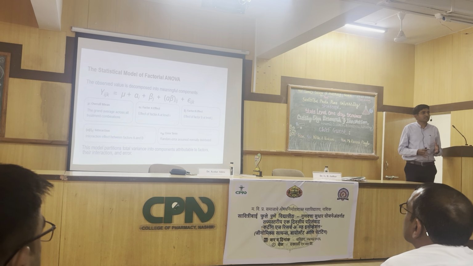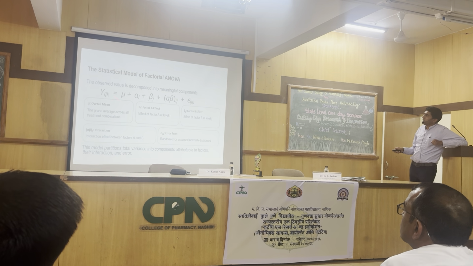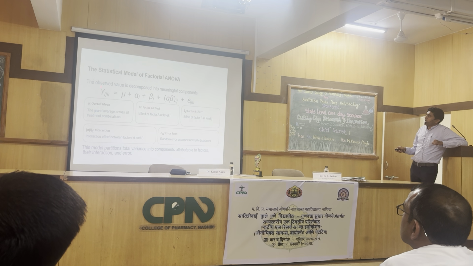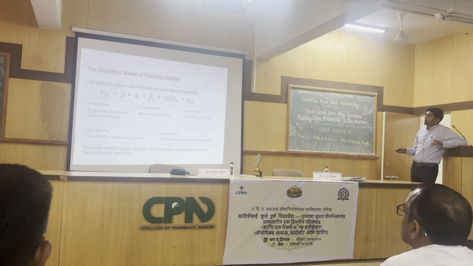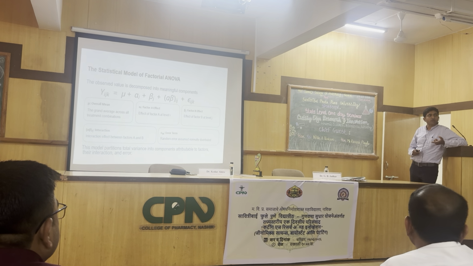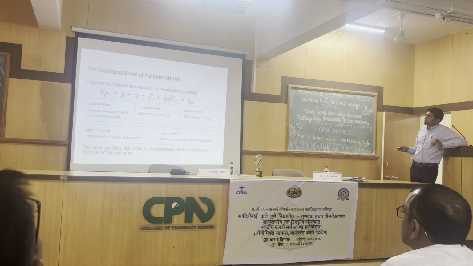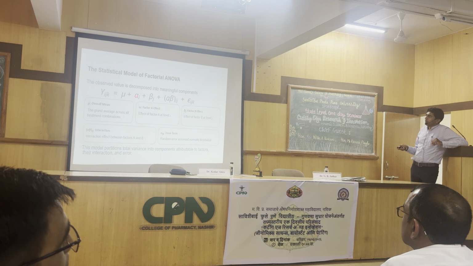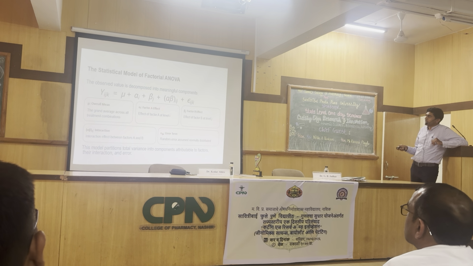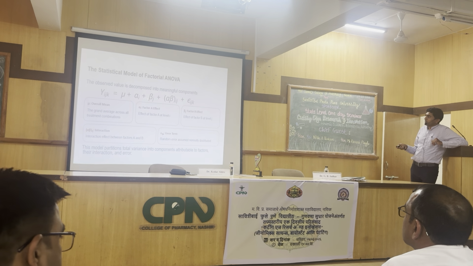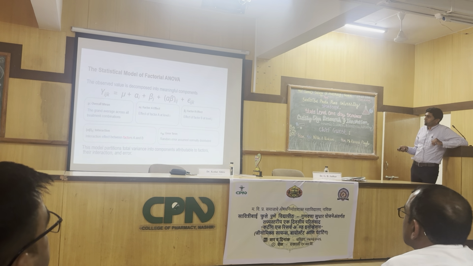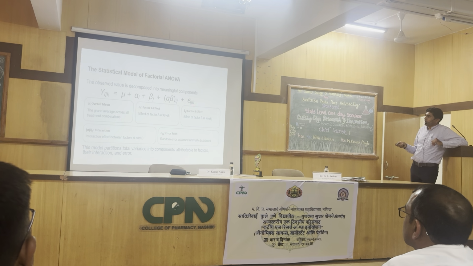To get this data, we have a statistical model for factorial ANOVA, in which the observed value is decomposed into meaningful components. This Y is the output variable, or response variable, or dependent variable. So what does the value of this output variable depend on? It depends on the overall mean, then the effect of individual factors, like factor A effect, then factor B effect, and so on, and then also the interaction of factors A and B, and also there is an error term, which is the random error, as in a normal distribution.